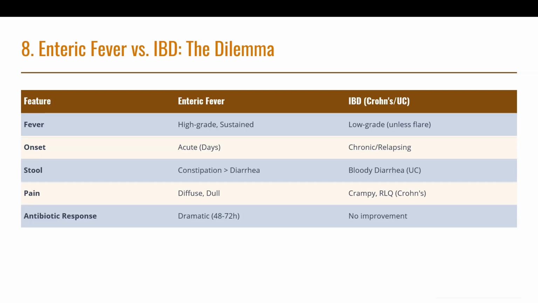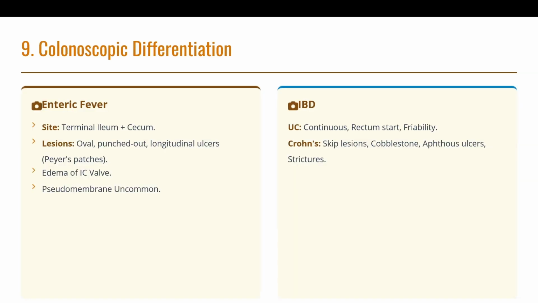In a case of enteric fever, the fever can be high grade and sustained. In IBD, it is low grade. The onset is acute, within days, in enteric fever, whereas in IBD it is chronic relapsing, with long-standing bloody diarrhea in ulcerative colitis, or in Crohn's long-standing diarrhea and weight loss. In enteric fever, constipation is more predominant than diarrhea due to hypertrophy of the Peyer's patches. There can be diffuse dull pain in enteric fever, whereas in IBD or Crohn's it is crampy pain in the left lower quadrant. Antibiotic response is dramatic within 48 to 72 hours in enteric fever, whereas in Crohn's there may be no improvement. Colonoscopy can be done in unrelenting cases and when you need a perfect diagnosis.